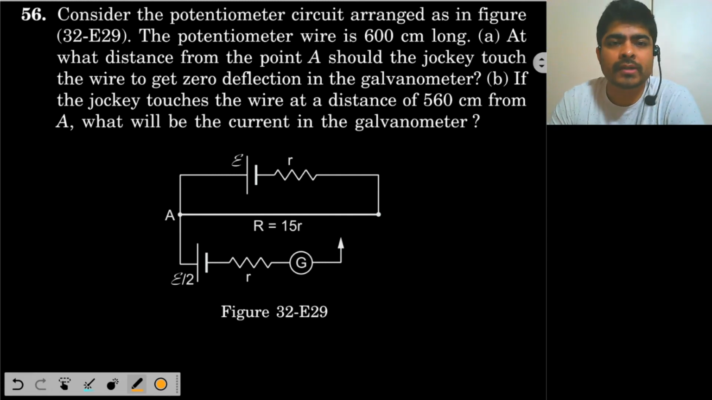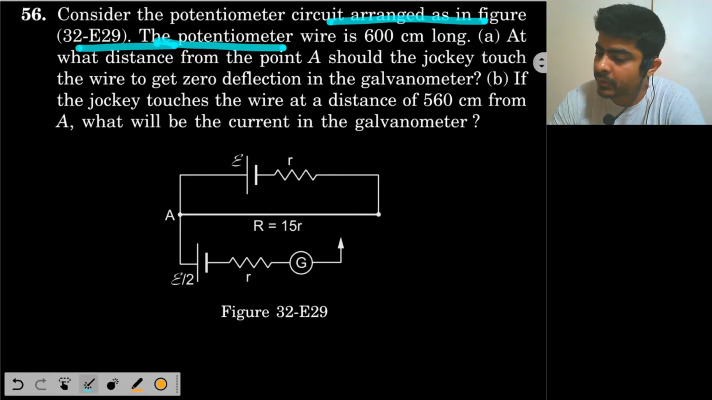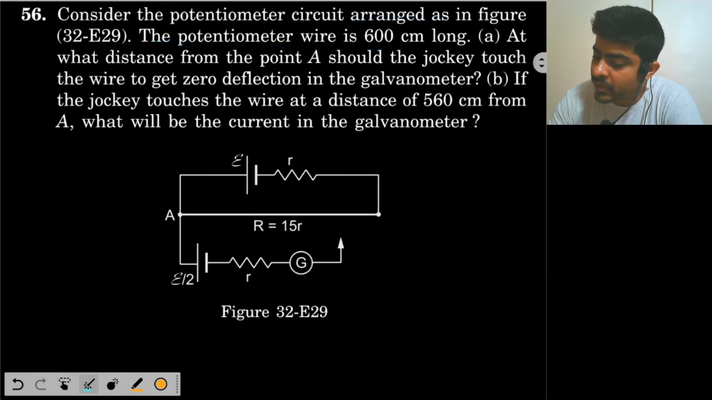Okay, see this question. Consider the potentiometer circuit arranged as in the figure. The potentiometer wire is 600 centimeter long. Okay, so here's a potentiometer wire, 600 centimeter long. Let's write it over here. This is 600 centimeter long.